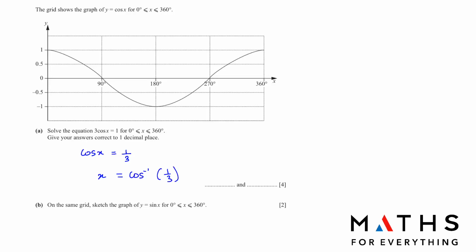In the calculator, press shift and cos button. This will give you cos inverse. And you will get the answer 70.5. We need two answers. We have cos, so remember this for cos. If you need two answers, one will be 70.5 and the other will be 360 minus whatever answer you get. In this case, 70.5.